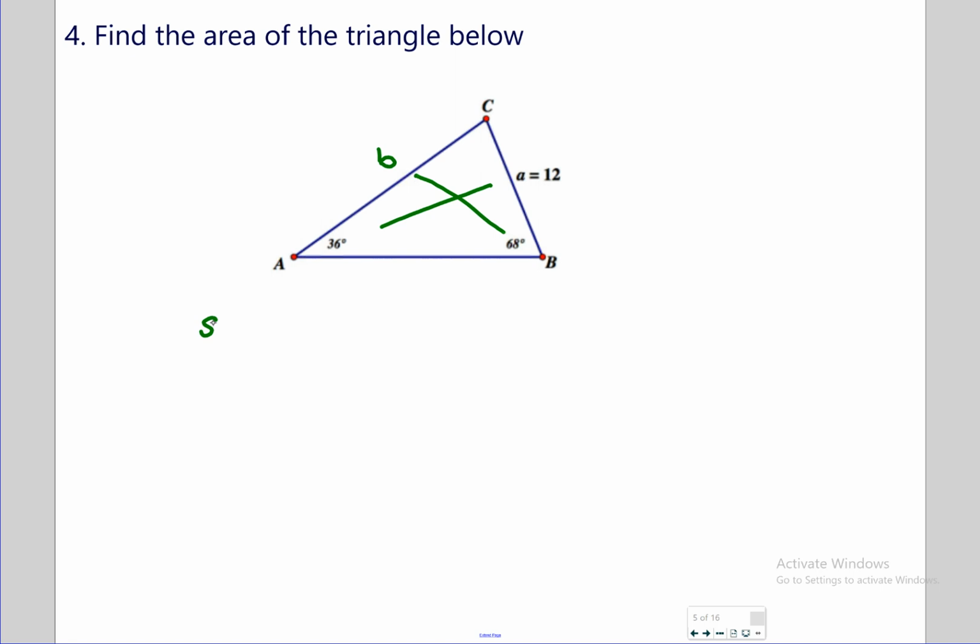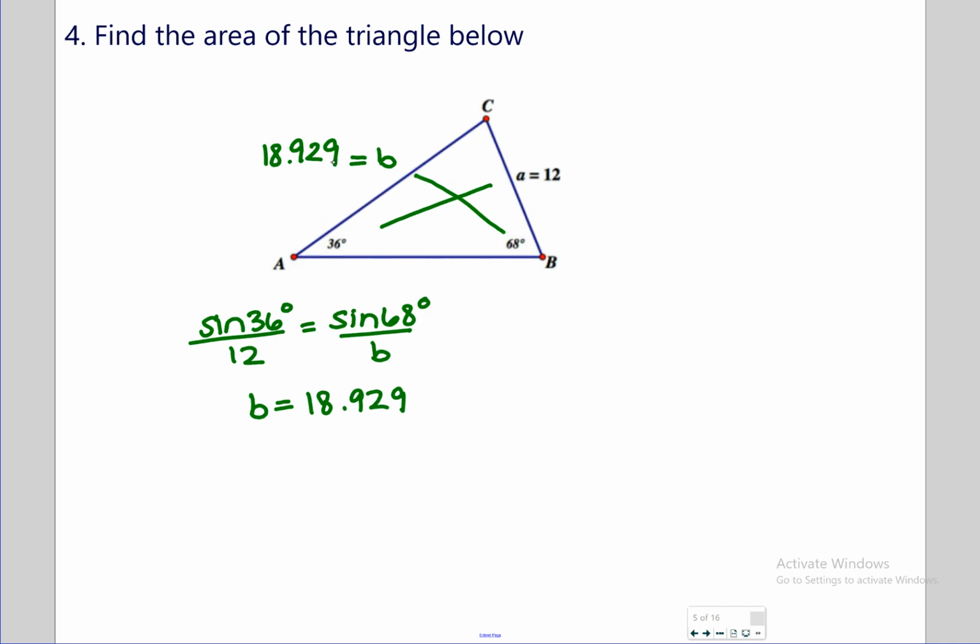All right, so sine 36 over 12 equals sine 68 over b, and then we cross multiply. 12 sine 68, and then divide by sine 36. And I'm going to give this a few decimal places only because this isn't my final answer, and I don't want to round it too much because that can make my area off by quite a bit. So 18.929 is b.